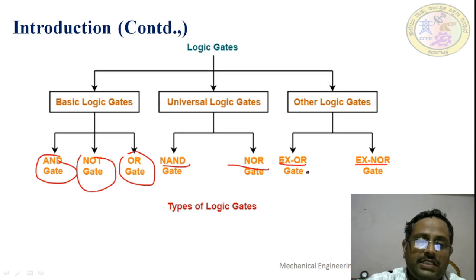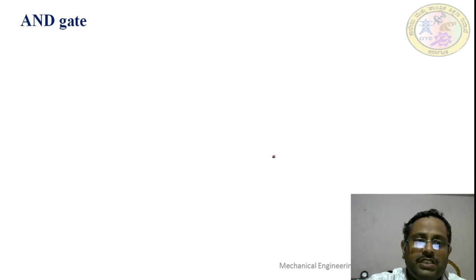We will see AND gate, NOT gate and OR gate one by one with their function, truth table, Boolean expression and symbol. First we will see AND gate. Before going to AND gate, we will see what is a truth table. A truth table is a table which gives the possibilities of output and inputs for a given logic gate.